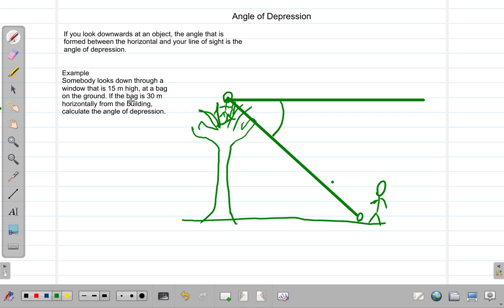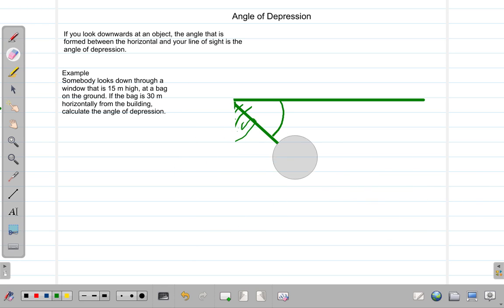Now, we have an example. Somebody is looking down through a window that is 15 meters high at a bag on the ground. If the bag is 30 meters horizontally from the building, calculate the angle of depression. All right, so let's do a little drawing for that example.